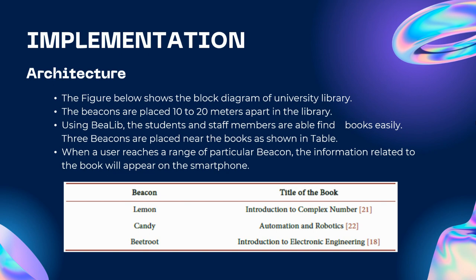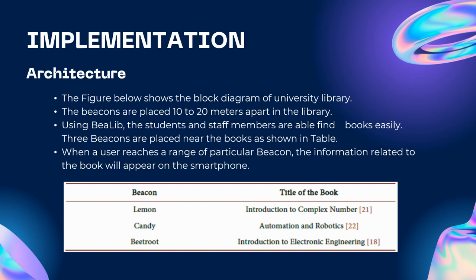The architecture of our beacon technology is as follows. The figure below shows the block diagram of the university library. The beacons are placed 10 to 20 meters apart in the library. Using BLab, the students and staff members are able to find books easily. Three beacons are placed near the books as shown in the table. When a user reaches the range of a particular beacon, the information related to the book will appear on the smartphone.